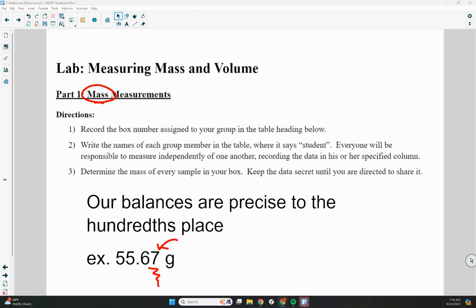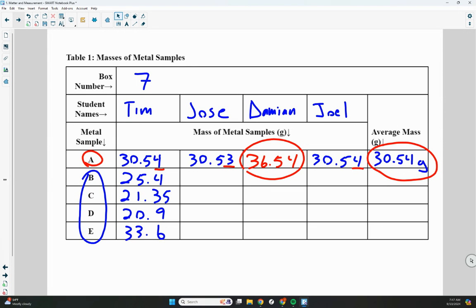As far as actually using the electronic balances, they're pretty straightforward. You're just going to press and hold the 0 button in order to turn them on, and then before you put the mass on top of the balance, make sure that you zero it each time so that it reads 0. Okay. Let's get into recording the data.